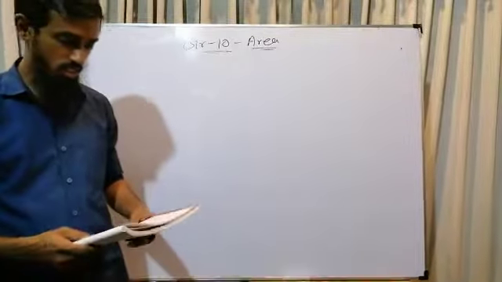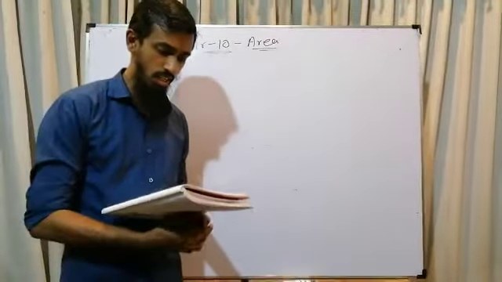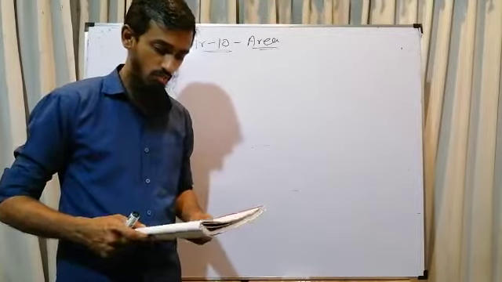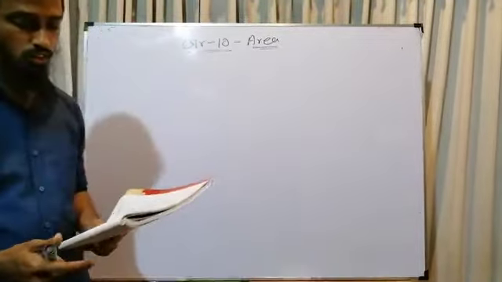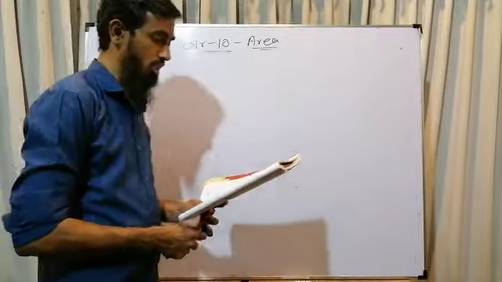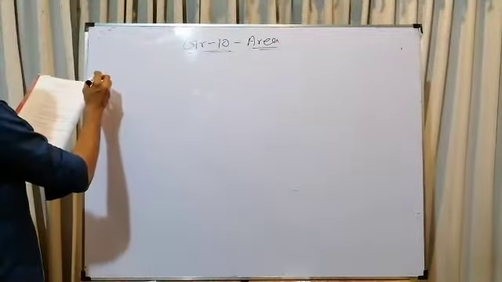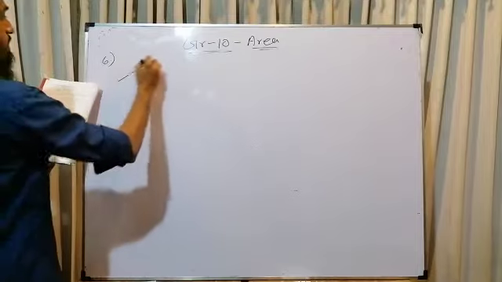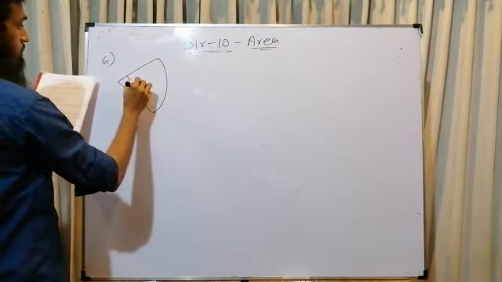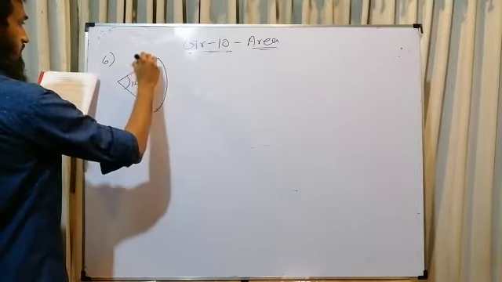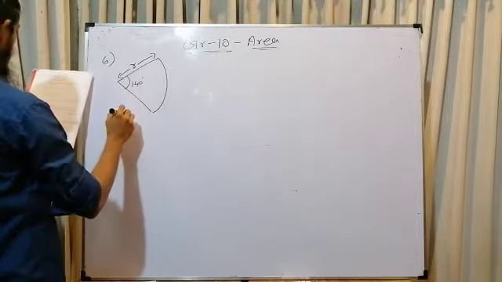Okay, boys, the sixth question. Find the radius of the sector with center angle 140 and the area is 44 centimeter square. So just draw a figure to identify the answer. Angle is 140. Radius, we need to find the radius.